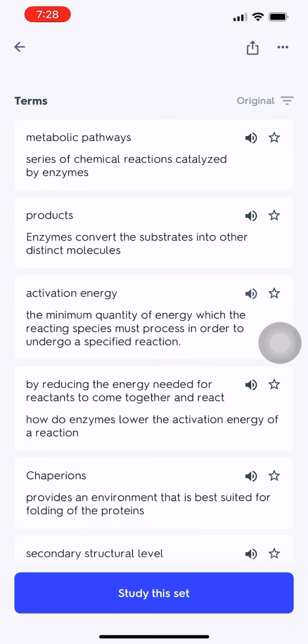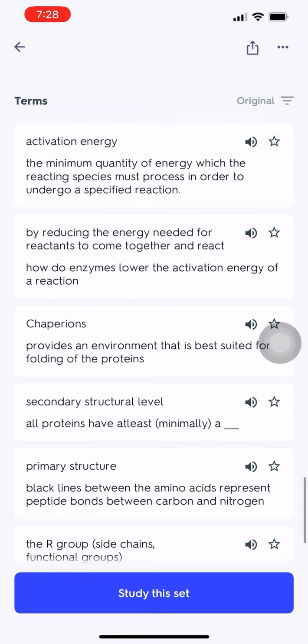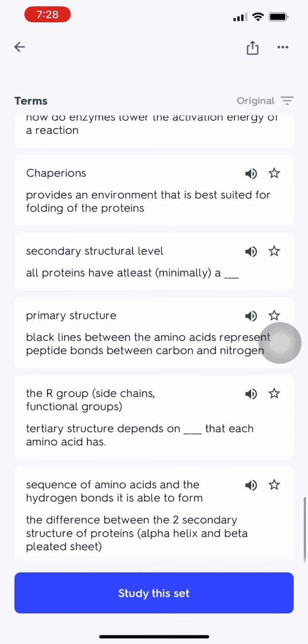Activation energy: the minimum quantity of energy which the reacting species must possess in order to undergo a specified reaction. By reducing the energy needed for reactants to come together and react, how do enzymes lower the activation energy of a reaction? It provides an environment that is best suited for folding of the proteins.